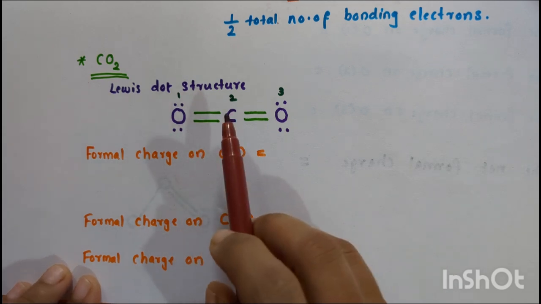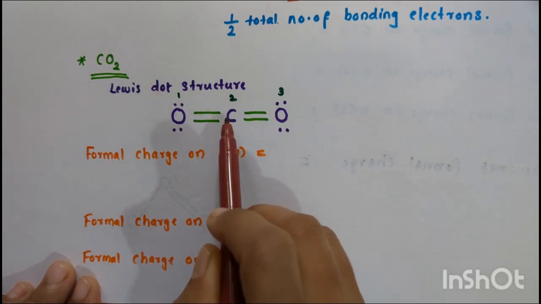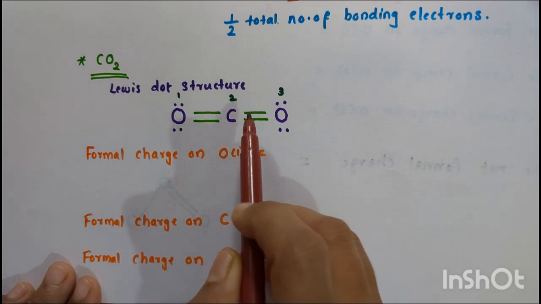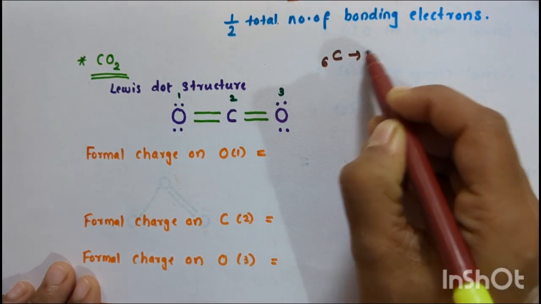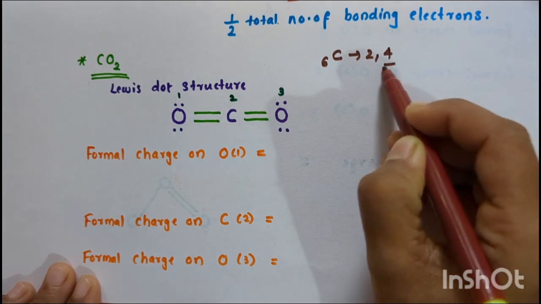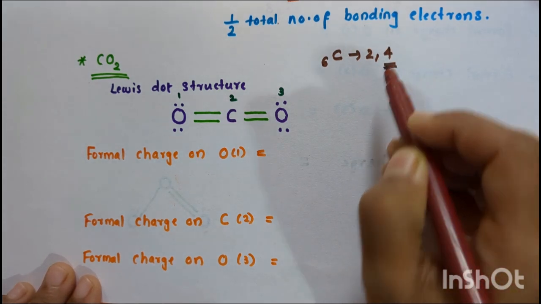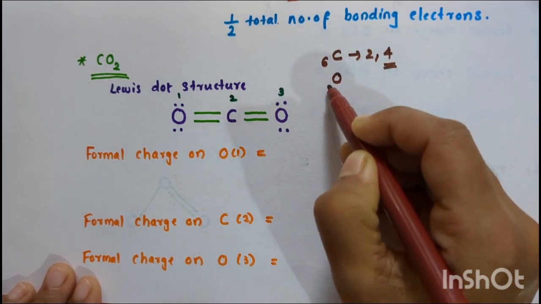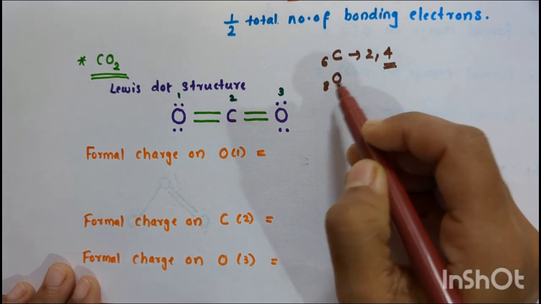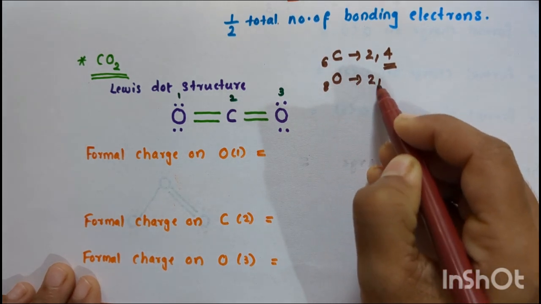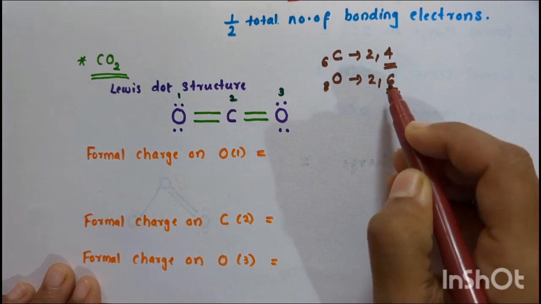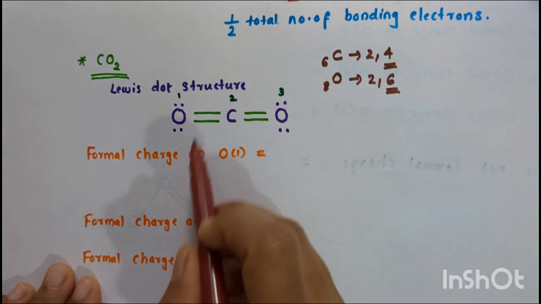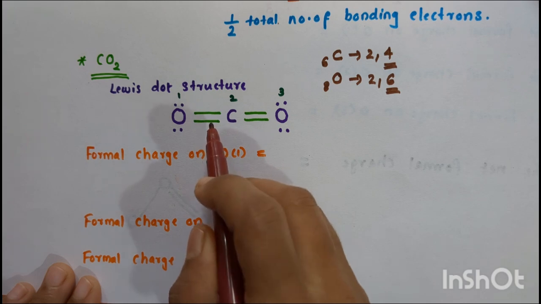In carbon dioxide we have one carbon atom and two oxygen atoms. Carbon's atomic number is 6, so its electronic configuration is 2, 4, and the number of valence electrons in the free carbon atom is 4. Oxygen's atomic number is 8, so its electronic configuration is 2, 6, and the number of valence electrons in the free oxygen atom is 6. So this is the Lewis dot structure for carbon dioxide.